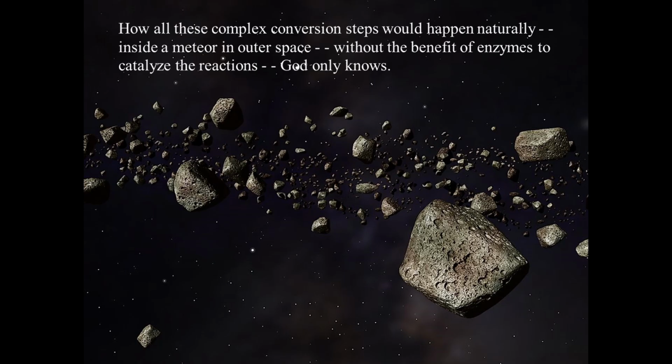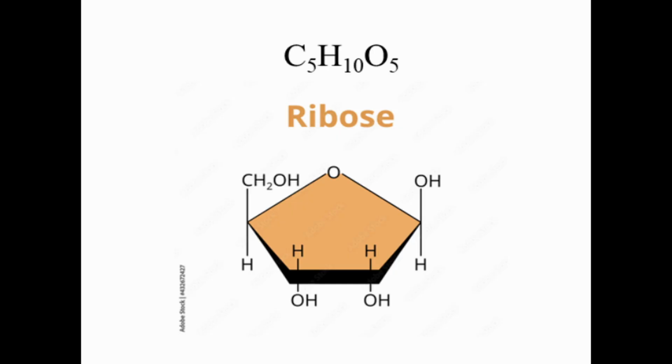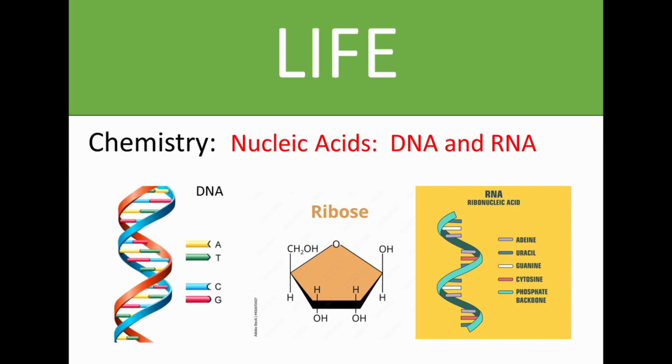How all these complex conversion steps would happen naturally, inside a meteor in outer space, without the benefit of enzymes to catalyze the reactions, God only knows. And that concludes my take on ribose. In my next series of videos, I will discuss how ribose is used in nucleic acid, and the general functions of the nucleic acids in DNA and RNA.